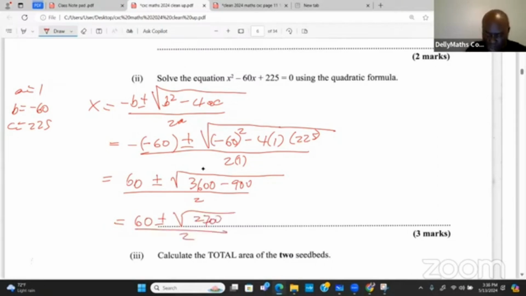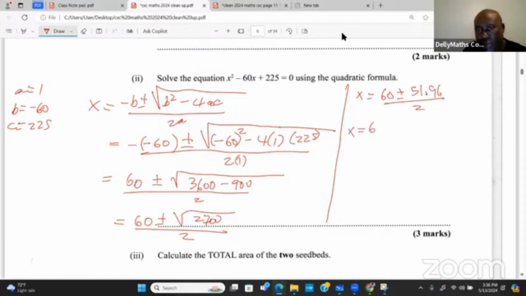All right, let me double check that number there. 3,600 minus 900, yeah, it was good, 2,700. All right, so we're almost there. We're almost finding X now. So let us find the square root of 2,700. All right, so 51.96. So what we actually have here is 60 plus or minus 51.96 over 2.